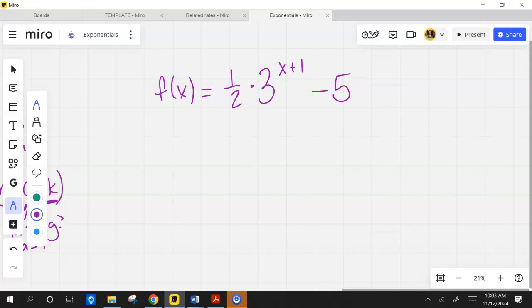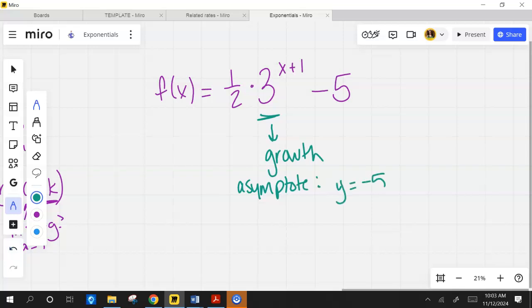So it's growth. Here, how do you know? Can I pick somebody? Come on, Miss McGee. 3 is bigger than 1. That tells me that it's growth, even though the number in front is 1/2. Where is the asymptote on this one? -5. So the asymptote is at y equals -5.